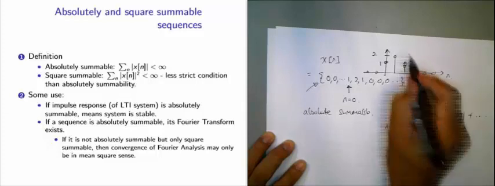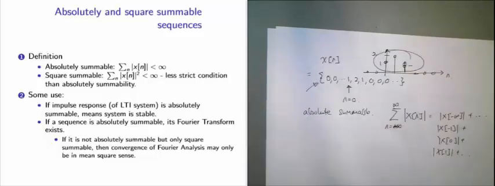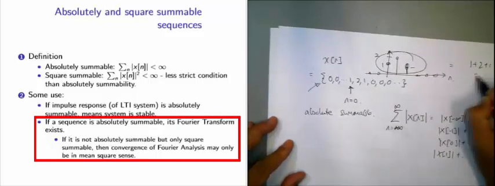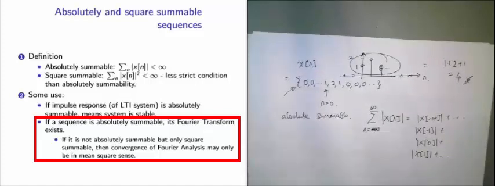In this example, because the 3 values only exist at x equals 0, 1, 2, the answer is, of course, 1 plus 2 plus 1 equals 4. And in this example, this sequence, of course, is absolutely summable. Now, we like absolutely summable sequences for many reasons.